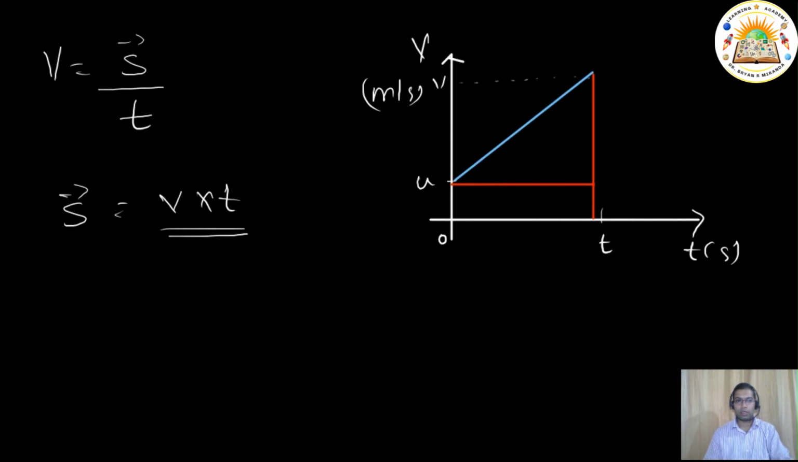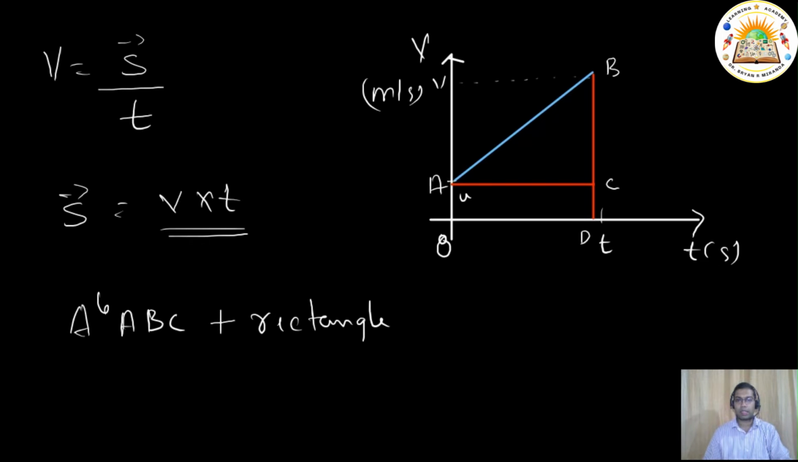So since this is already 0, we will label it as O, the origin. This point, let's say OU is there, so we'll remove U here. O, A, B, C, and this point as D. So here at A, I have my initial velocity. That is triangle ABC and let's say plus rectangle ACDO.